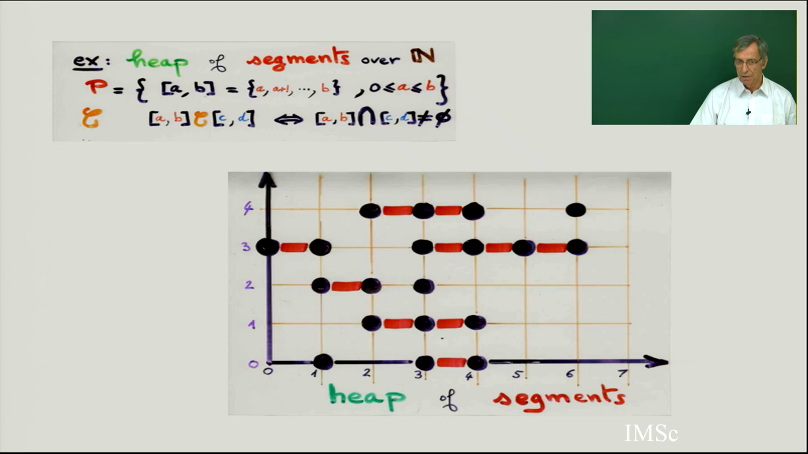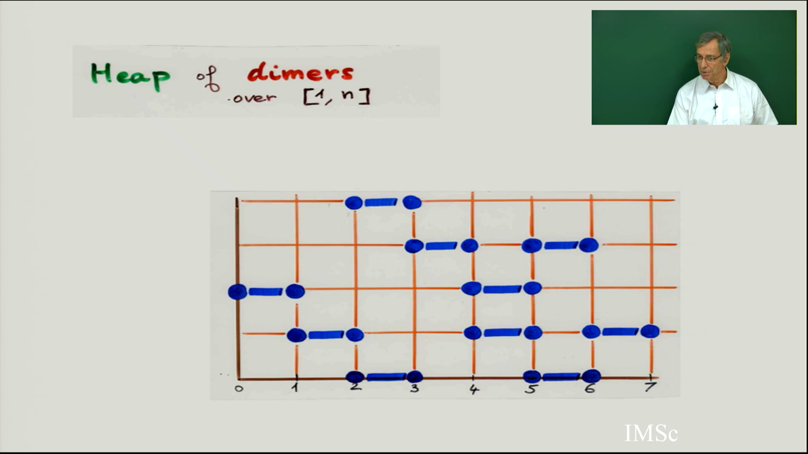A particular case of heaps of segments is heaps of dimers. Each segment is only two points: two consecutive points, i and i plus 1. A heap of dimers means that all the dimers are disjoint in the square lattice. And if you have a dimer at level i, there is another dimer at level i minus 1 such that, if this dimer is i, i plus 1 and this one is j, j plus 1, then the distance between i and j is less than or equal to 2.